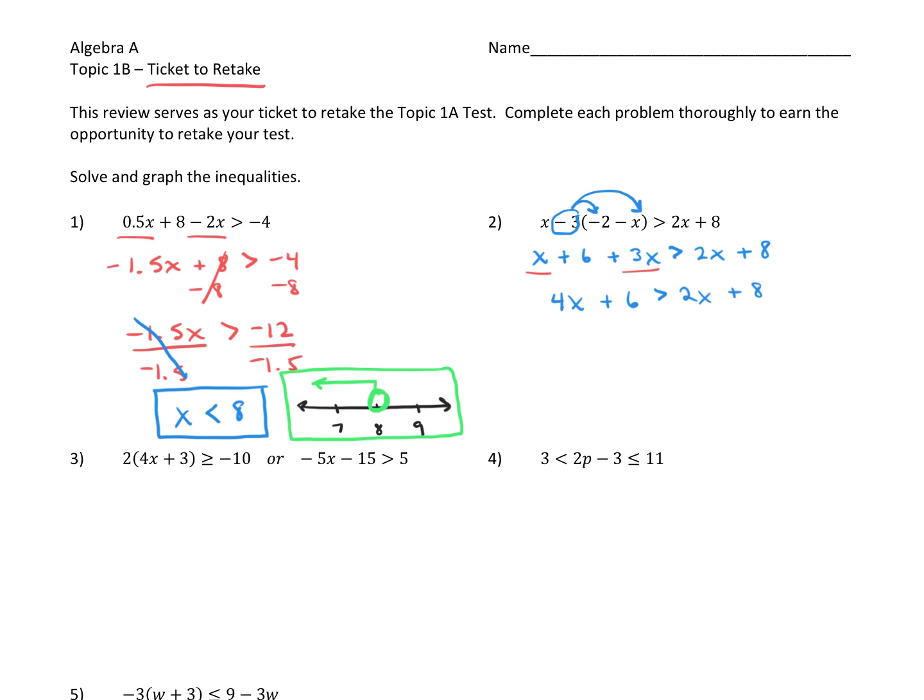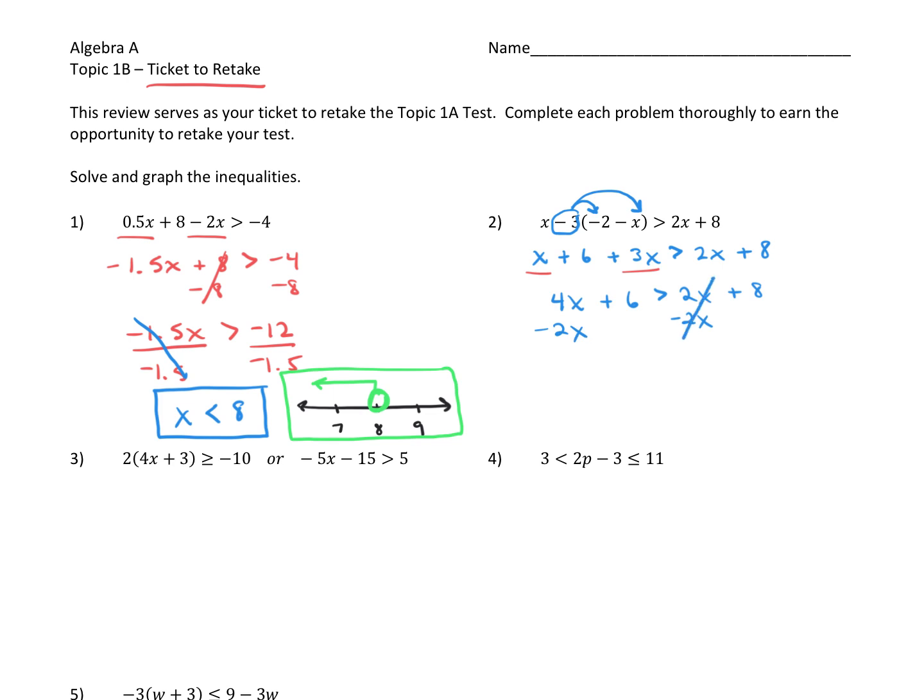The next thing I notice is I've simplified everything on the left. Everything on the right is simplified, but we have the variables on both sides. So we want to get those to the same side first. We could subtract 4x or we could subtract 2x. I'm going to subtract 2x. It wouldn't be wrong to subtract 4x, just our steps would look a little bit different following this, but we would get the same answer in the end.